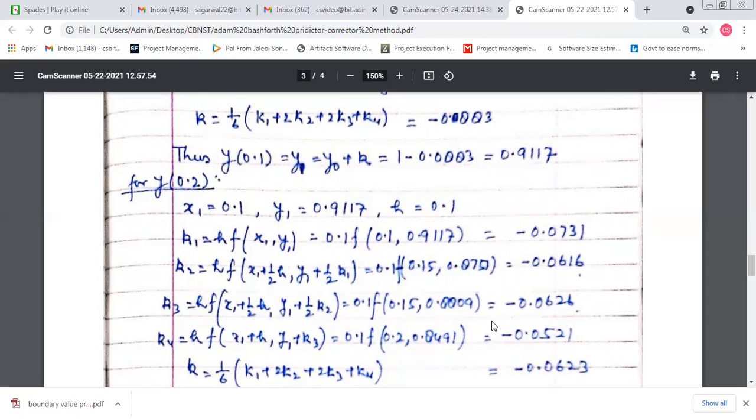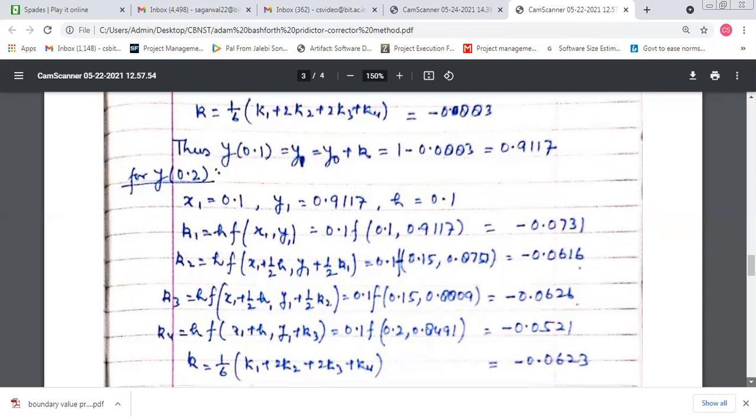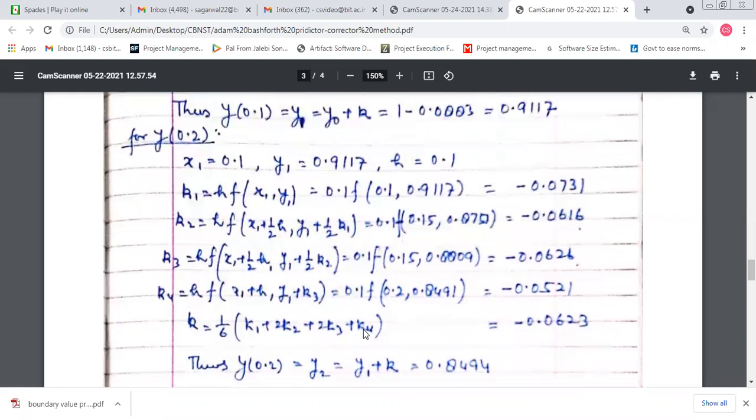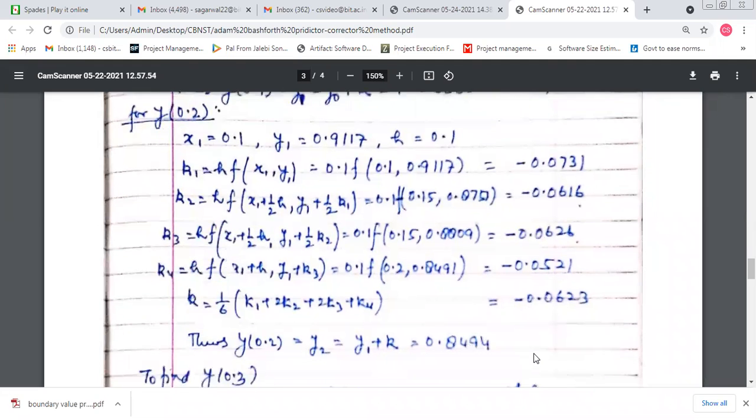Similarly, k4. As previously we have applied the Runge-Kutta method, we will be applying here also. And then finally, we will be getting the value of k. This value of k will be applied to find out y at 0.2, that will be y2, which is y1 plus k. y1 we have already got, 0.9117, and then plus k. k is minus 0.0623. So we'll be getting 0.8494.